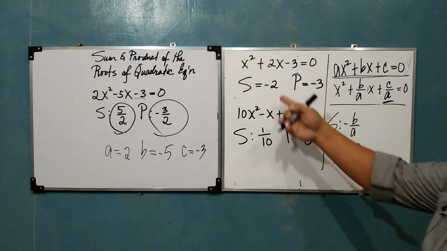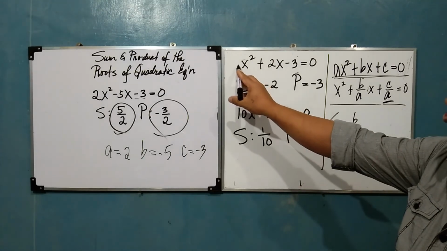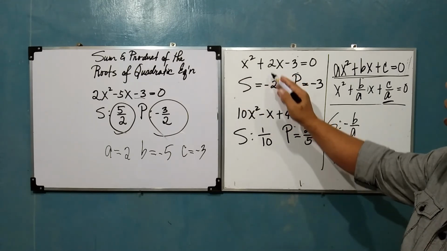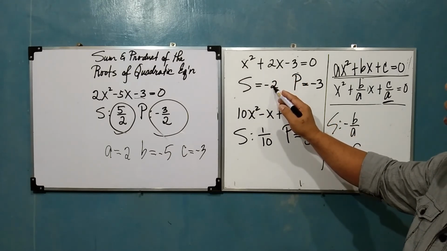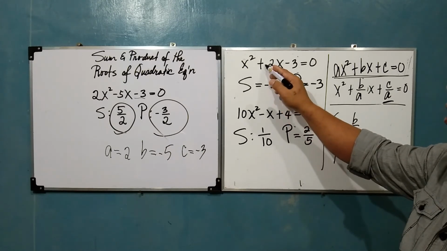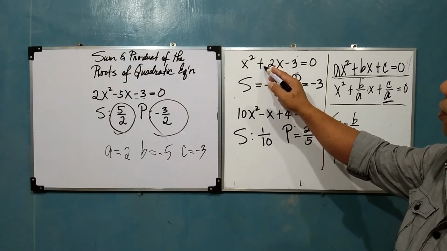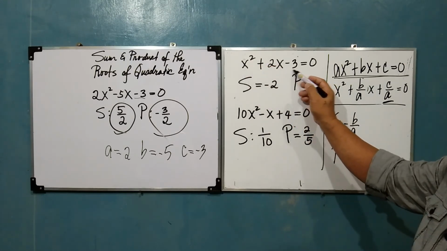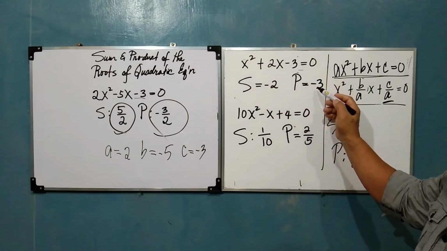So that is why in this example, our A value is equal to 1. So 2 over 1, so that is negative 2 because this is positive. Then you bring 1 over here. So negative 3 divided by 1, that is negative 3.